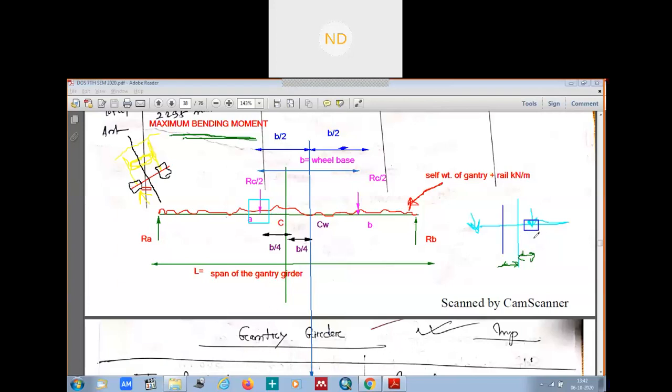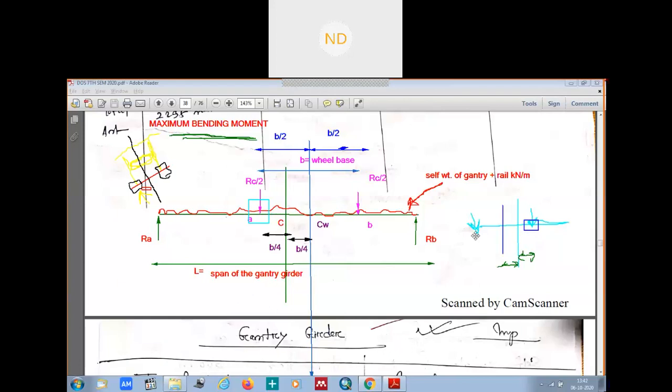You will never get your maximum bending moment without this equal distance. Okay, these two distances must be equal in gantry girders, where you will have your maximum bending moment. Okay, Solomon.